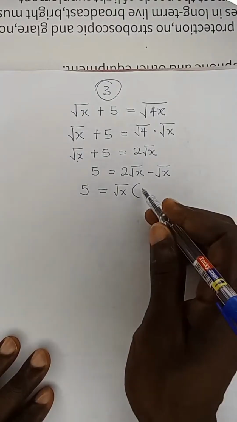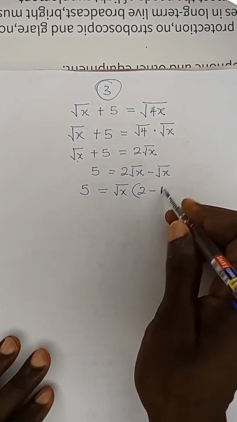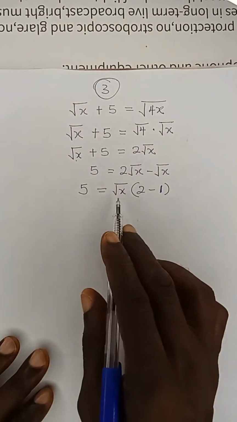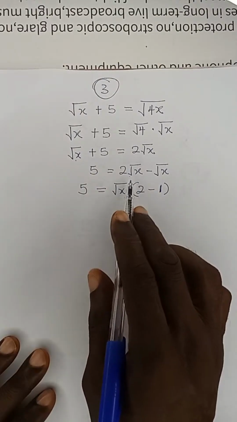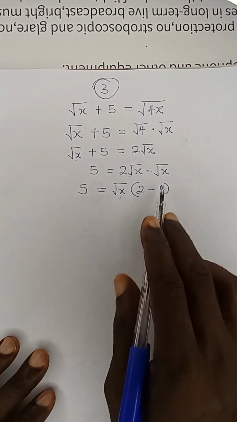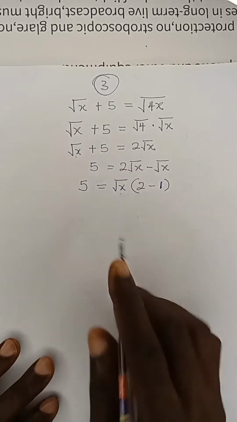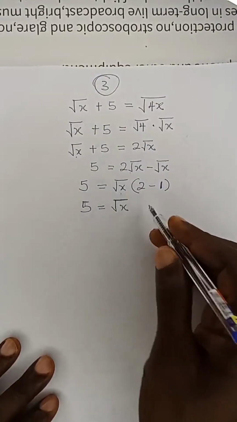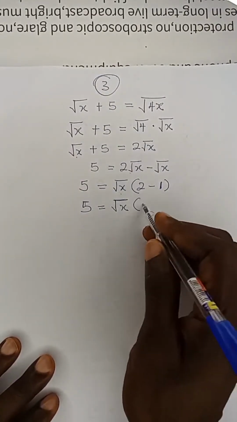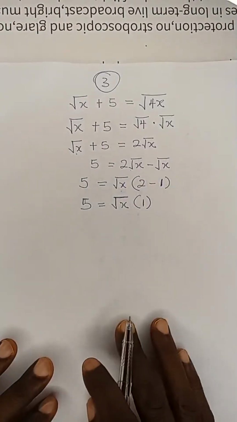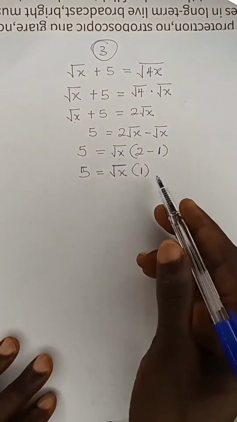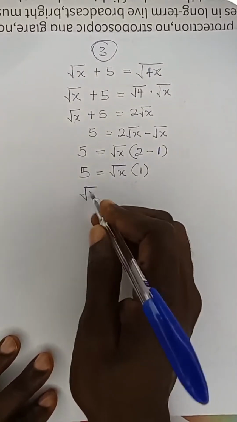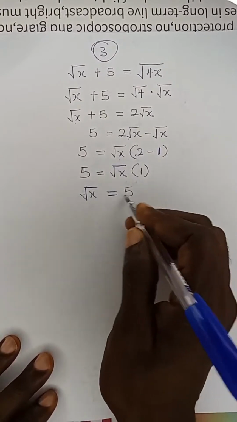So we have 5 equals root x times, what do we have here? We have 2 minus 1. This is one way of doing it. Because by the time we open this bracket, root x times 2 will give us 2 root x, then root x times minus 1 will give us minus root x. Now 2 minus 1 is 1, and root x times 1 gives root x. So we have 5 equals root x, or root x equals 5, which is the same thing.